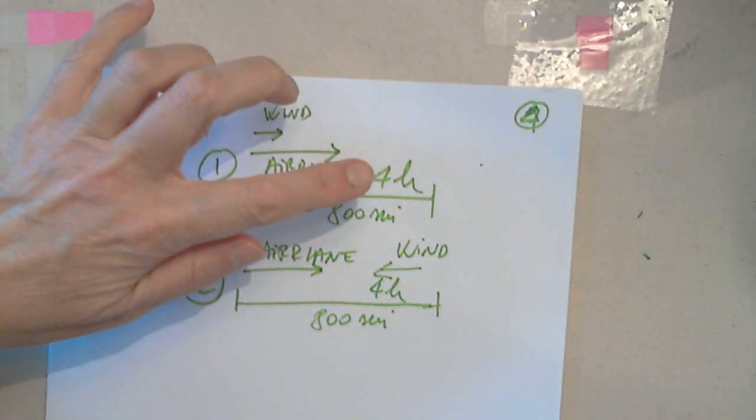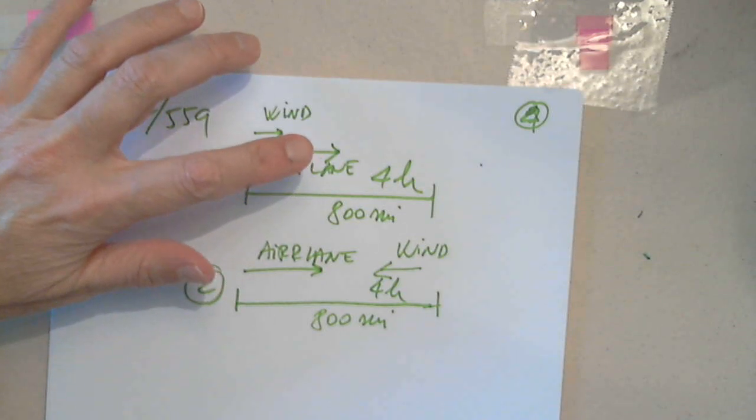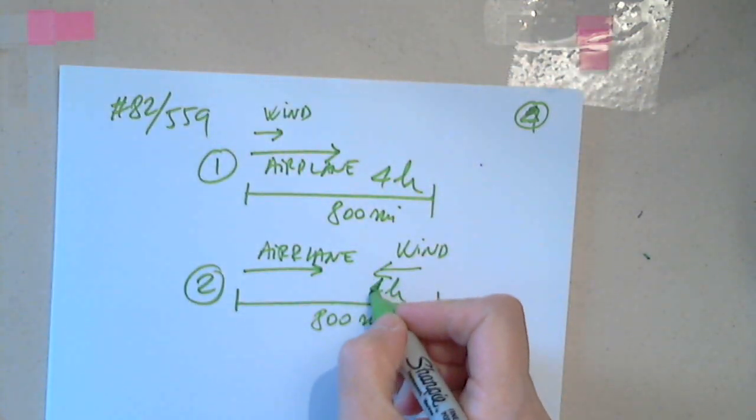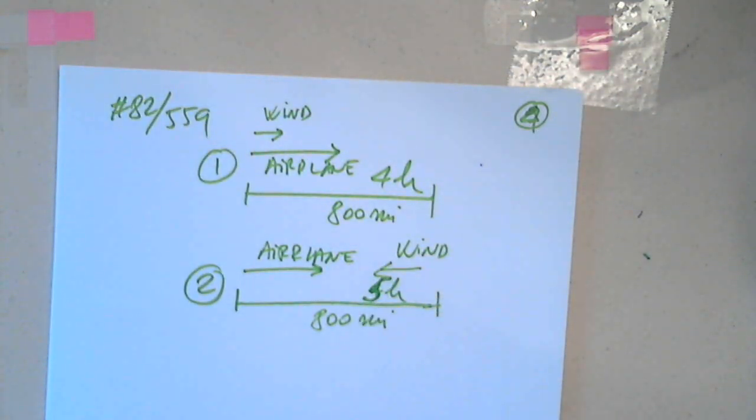With the wind, it takes 4 hours, and against the wind, 5 hours, to cover the same distance. Find the plane's rate in still air and the rate of the wind.